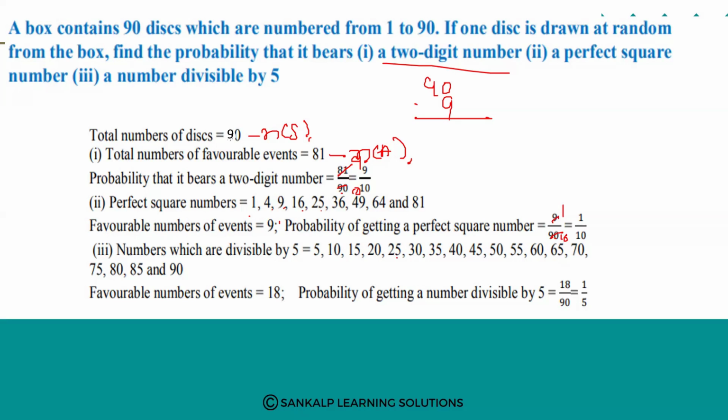5, 10, 15, 20, 25, 30, 35, 40, 45, 50, 55, 60, 65, 70, 75, 80, 85, 90. So how many numbers will you get that are divisible by 5? That is 18 numbers. So the probability of getting a number divisible by 5 is 18 divided by 90.